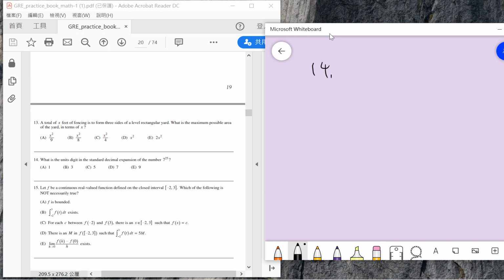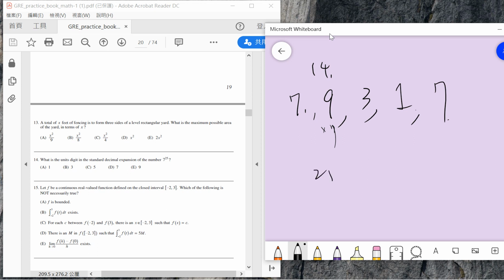What is the units digit in the standard decimal expansion of the number 7 to the 25? Okay, so this is the famous kind of number theory problem where you just try to find a pattern. So 7 squared is 49, modulo 10 is 9. 9 times 7 is 63, so modulo 10 is 3. 3 times 7 is 21, so that is 1. 1 times 7 goes back to 7.